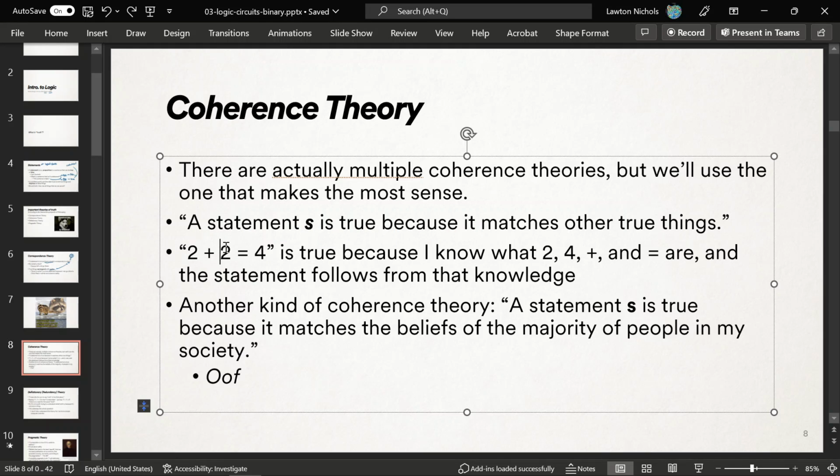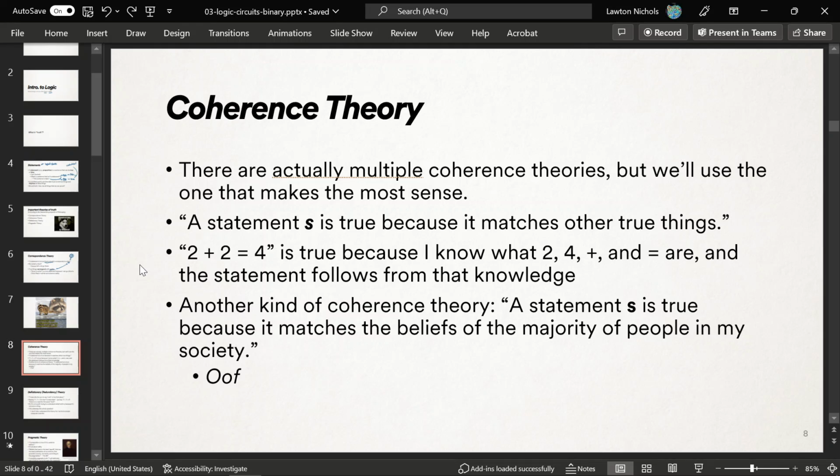So that's how a coherence theorist might look at the world. It's like, I know what the pieces are. I know how to put them together. And therefore, the bigger picture is true. I get it. Okay? It's all about breaking things down. Okay, that's coherence theory. Does that make sense? Please shout out if there's any questions or comments about this. It's a very philosophical set of slides right now. We're going to get through them slowly but surely.